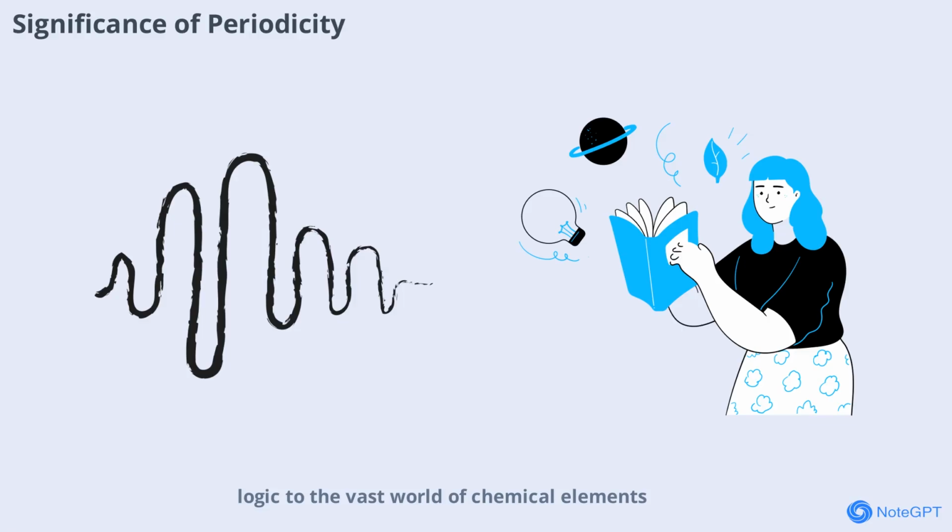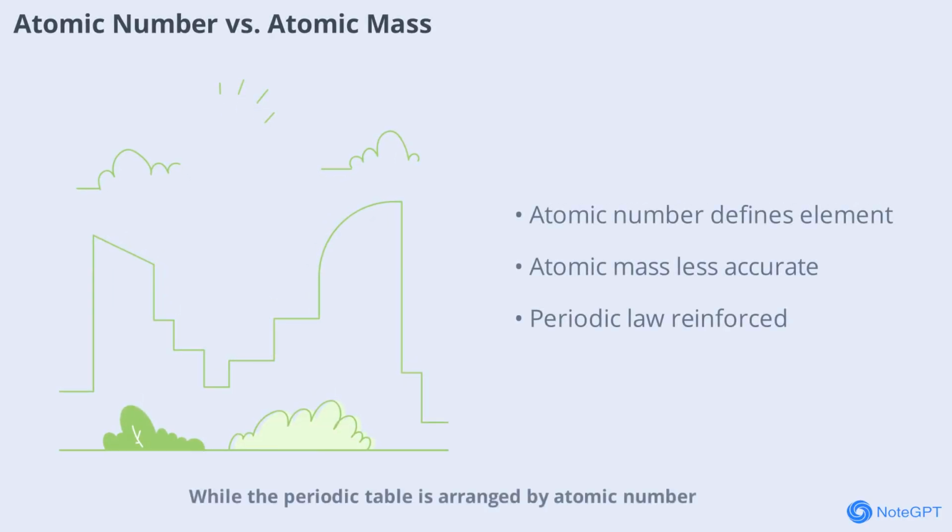world of chemical elements. While the periodic table is arranged by atomic number, earlier versions used atomic mass. However, atomic number provides a more accurate organization, as it directly relates to the element's identity and properties. This shift resolved inconsistencies in the placement of certain elements and reinforced the periodic law. Understanding the difference between atomic number and atomic mass is essential for interpreting the table correctly.